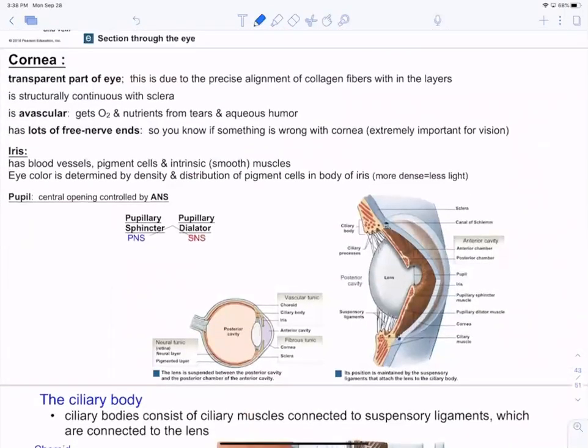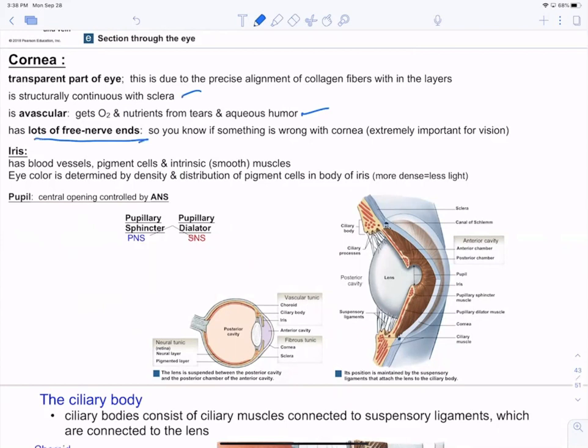Okay, so cornea is transparent. You can see through it. It's these collagen fiber layers, and it's continuous with the sclera. This is the fibrous tunic. It's avascular, so it gets its nutrients and oxygen from tears and aqueous humor. You have a lot of free nerve endings in the cornea. That's why you really can feel anything on the cornea, right? Because we want to protect our vision.